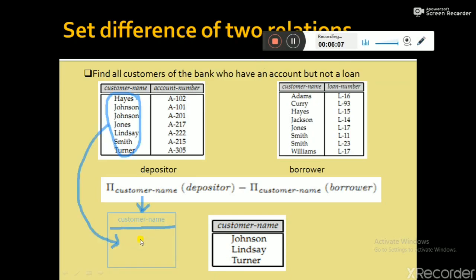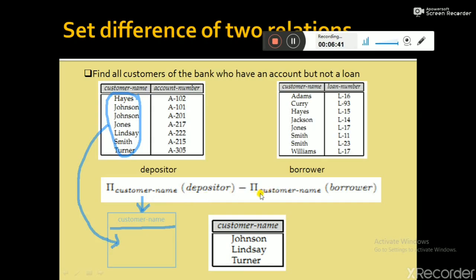This is the schema of the temporary relation after performing this operation, pi customer name depositor. So the temporary relation has only one attribute, which is mentioned over here, customer name. And what about the records? It contains all the information of customer name. I'm not writing this here, but all the customer names from depositor will be written over here. So this is the temporary relation after performing pi customer name depositor.